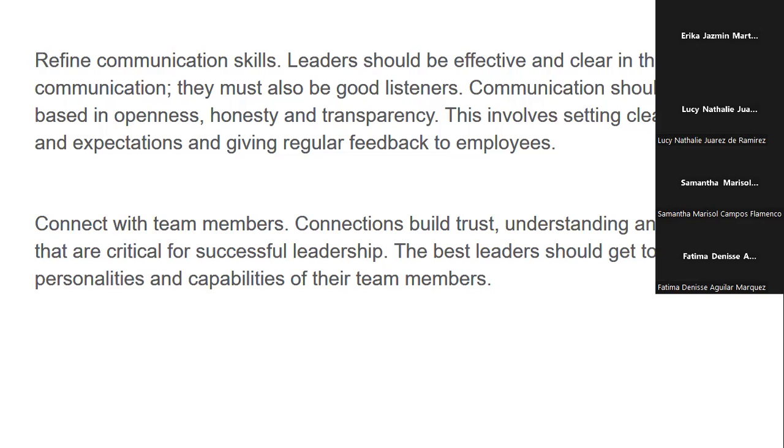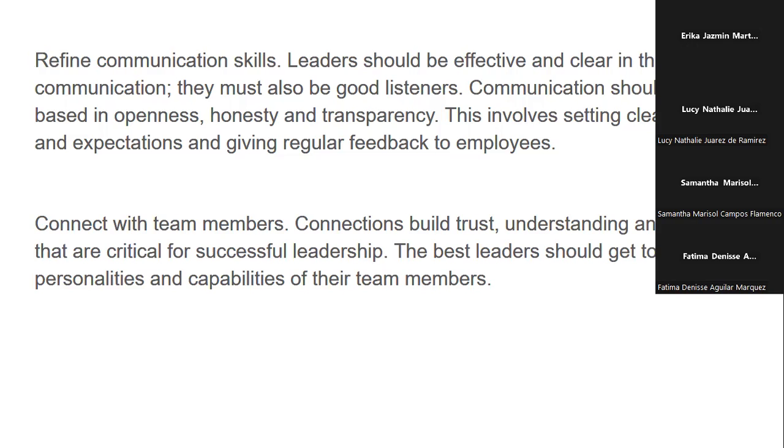Okay, what did you understand here? These two skills. That the leaders, they will have a good communication and they can be able to listen to the people and can be open to talk with the people, and they have to have good communication with other team. Perfect, very good. So that is it.